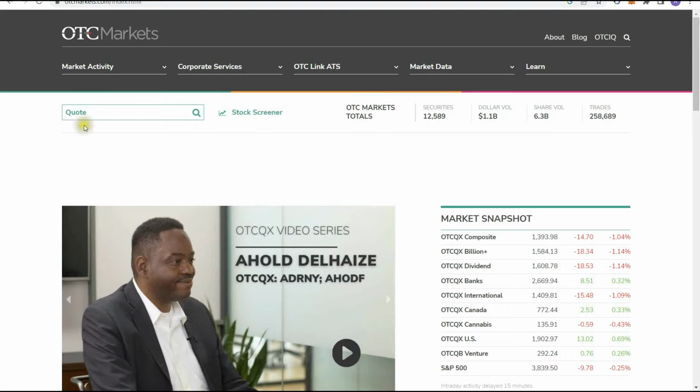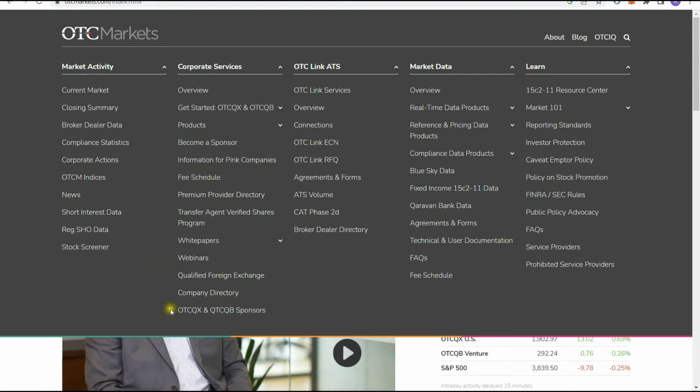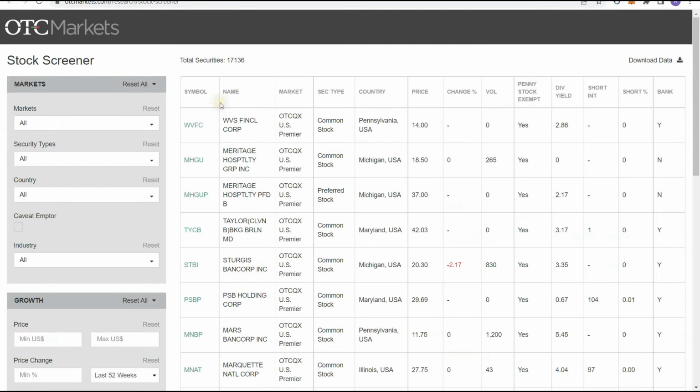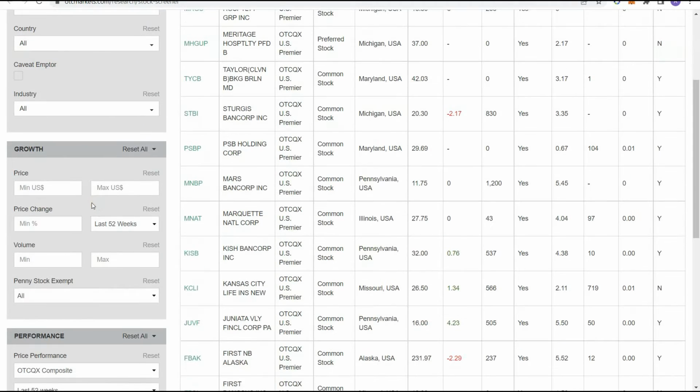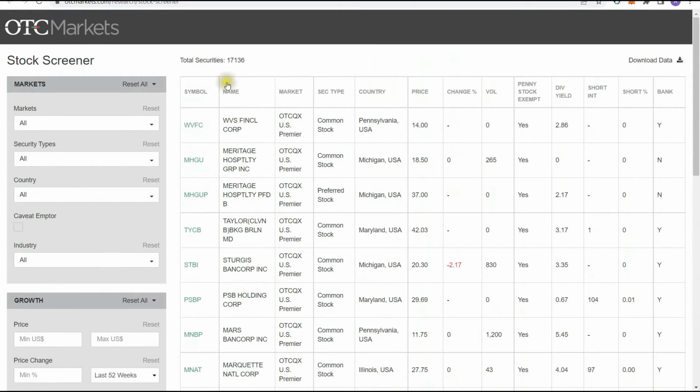So if you go to the website, otcmarkets.com, and you go to the stock screener, this is the stock screener that we're going to use. As of right now, they have about 17,136 securities or companies trading on the exchange. So this is what the stock screener looks like. It has a bunch of metrics on the left side here that you can screen by, and then the output.